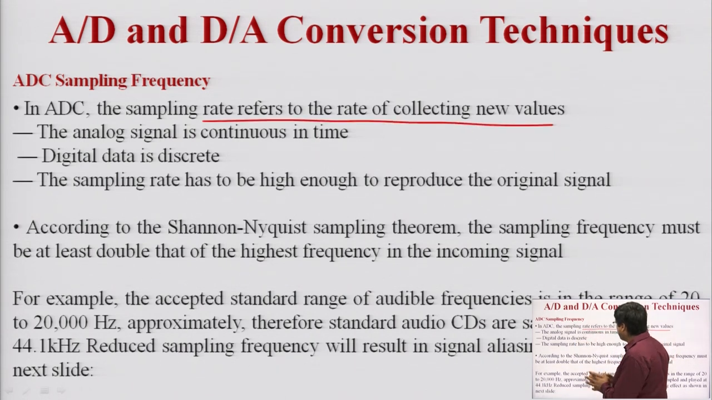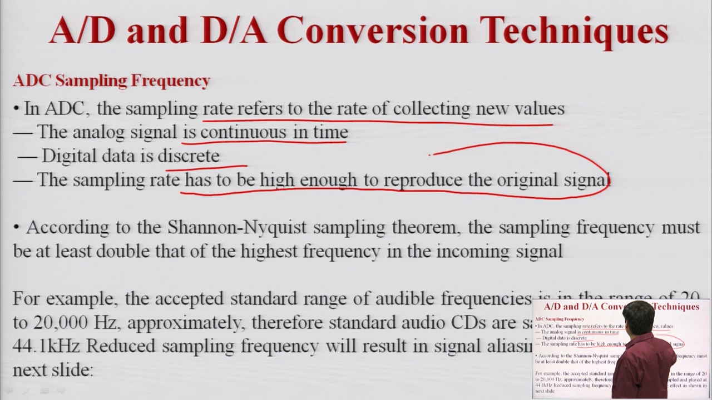So sampling rate means that we are collecting the samples, the rate at which we are collecting new values by the sensor. It is called a sampling rate, the rate at which we are collecting the samples. So it should be greater than the highest frequency, we will see further. The analog signal is continuous time, we know that, and the digital signal is discrete. The sampling rate has to be high enough to reproduce the original signals.